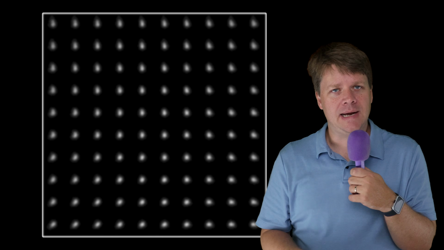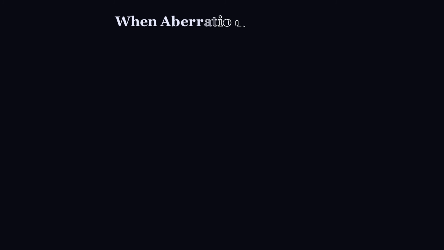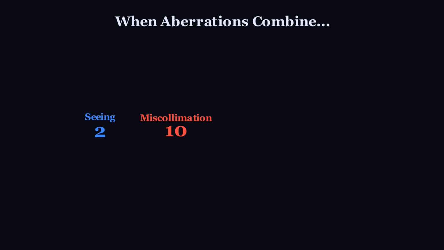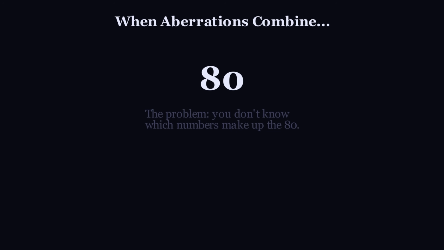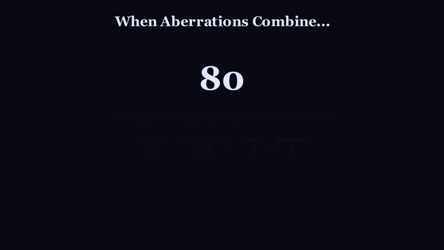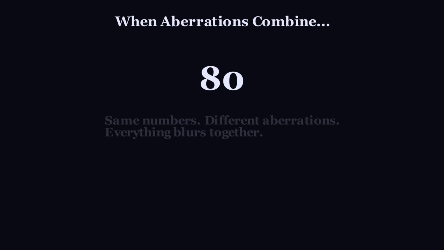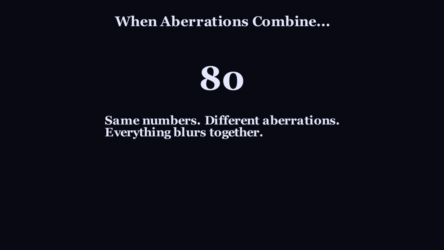When you combine aberrations, it's like multiplying integers together. And higher integers means worse stars. For example, your seeing may contribute a 2 to the star shapes. Miscollimation is a 10, and coma is a 2, and pinch optics is a 2. You can multiply all those together and you get 80. The problem is, you don't know which numbers make up 80 in real life. Is it 4 for seeing and 20 for coma? Maybe 20 for miscollimation and 4 for pinched optics. Everything tends to blur together and you sit there scratching your head wondering what's going on.